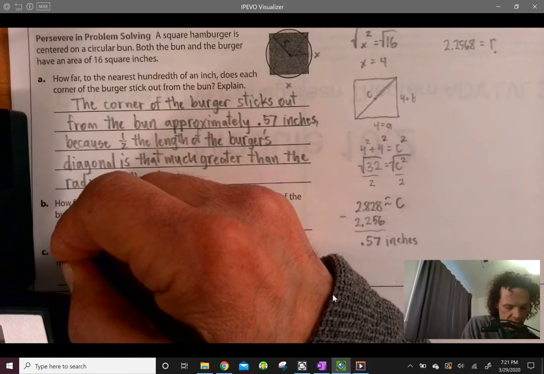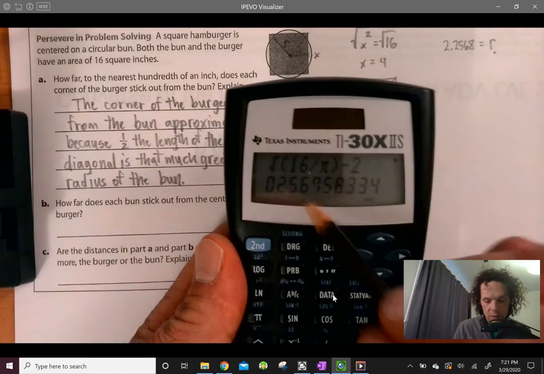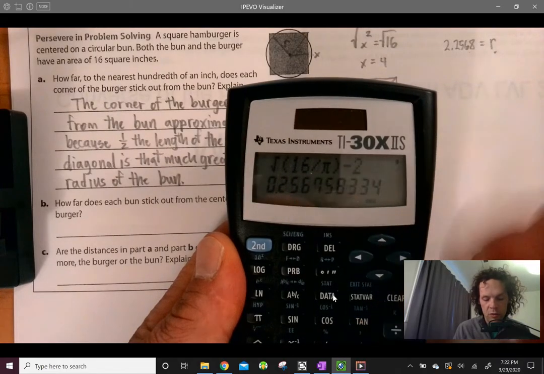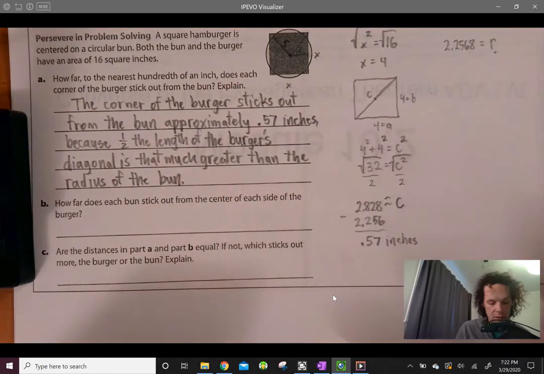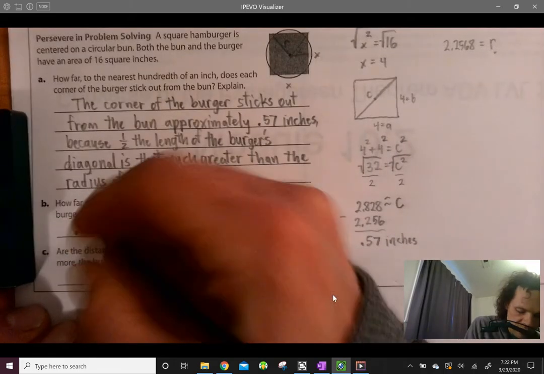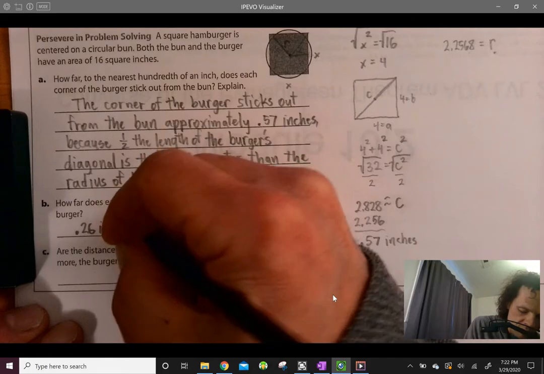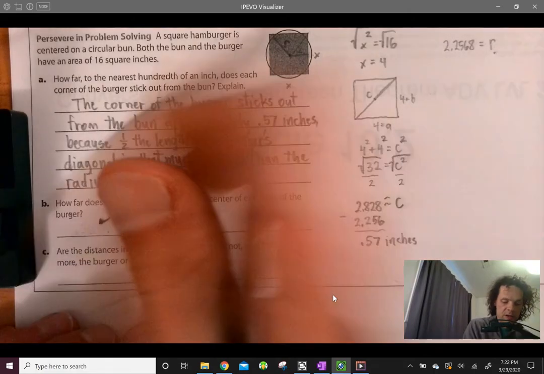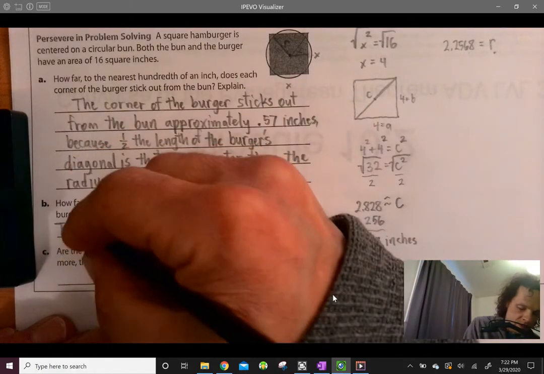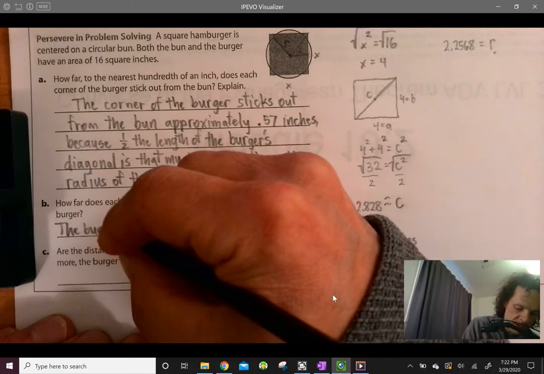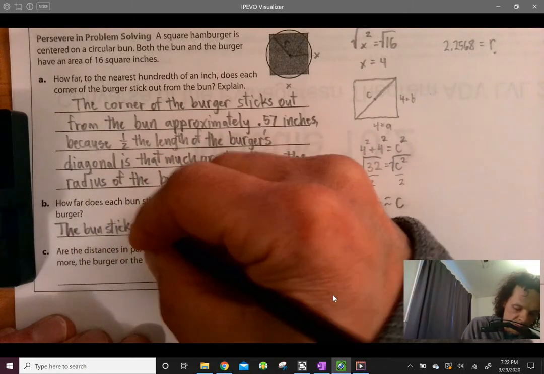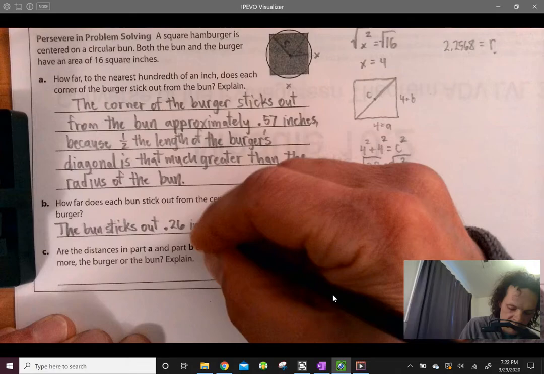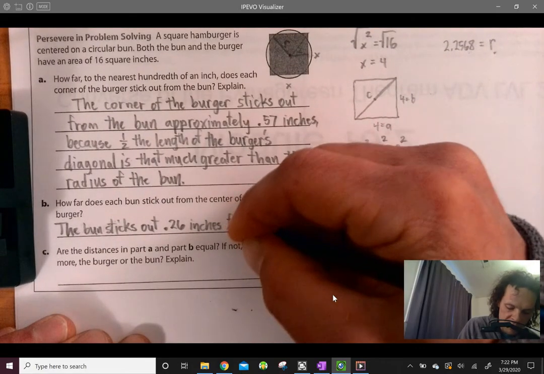So we're going to round to the nearest hundredth. Looking at that 6, it tells us to go up with the 5, so 0.26 inches. I'm going to answer that: the bun sticks out 0.26 inches from the center of each side.